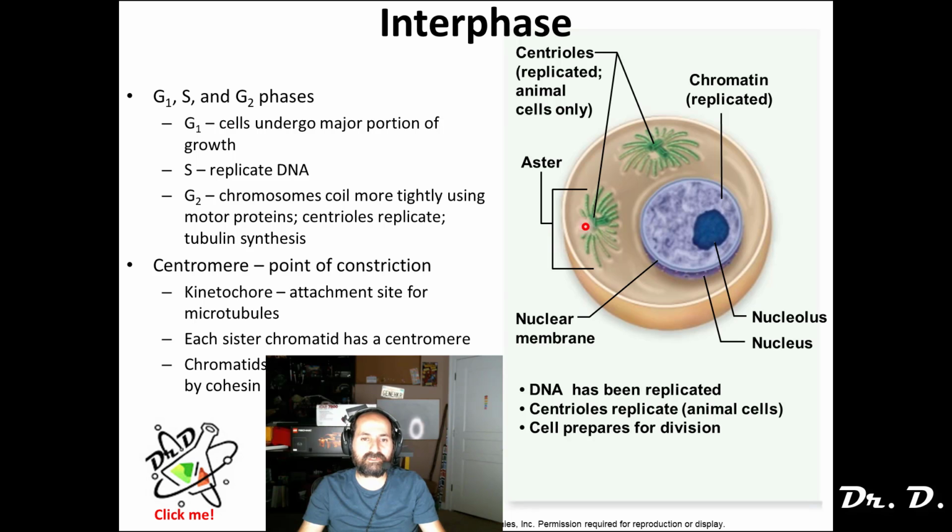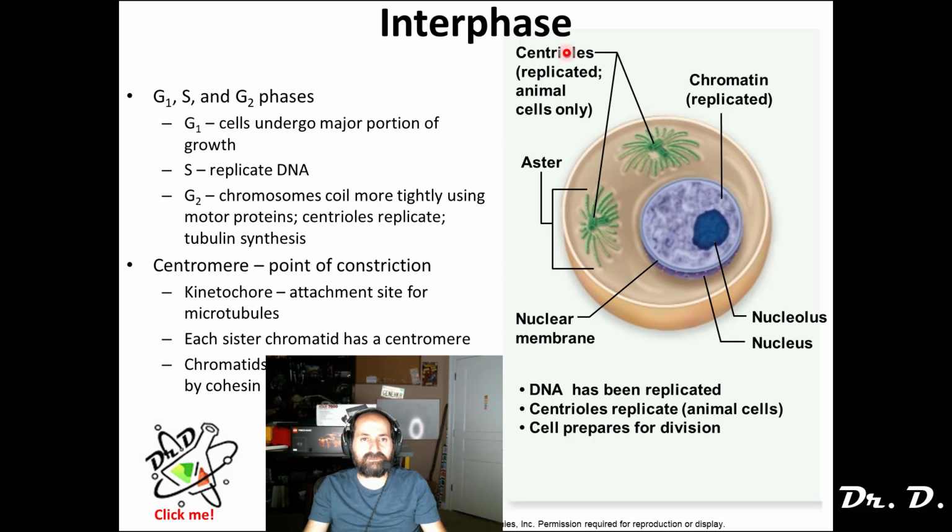Also, do you remember this structure we talked about in chapter 4? This structure I'm indicating right now, those are called the centrioles. Remember, animal cells have centrioles? The centrioles actually replicate. So now you have 2 pairs of centrioles. That also happens during G2. I'll explain why that's important later.